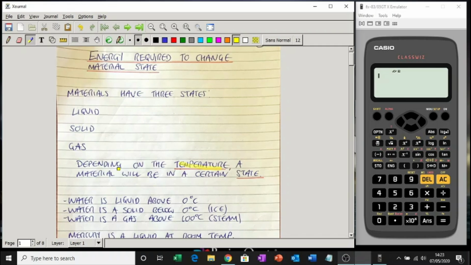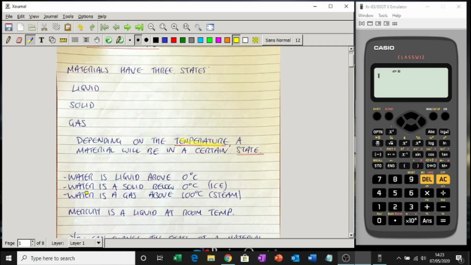You'd have touched on this in materials as well. So we all know that water is a liquid above 0 degrees C, it's a solid below that, and it's a gas above 100 degrees C on Earth at our level. Obviously it changes as you go up.